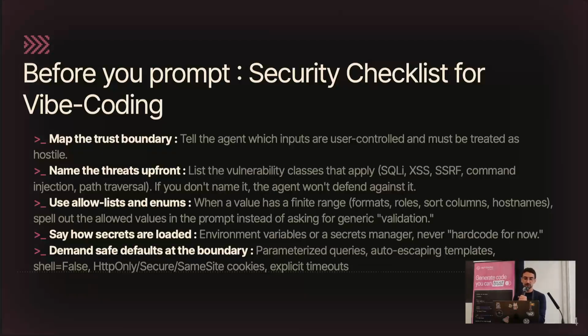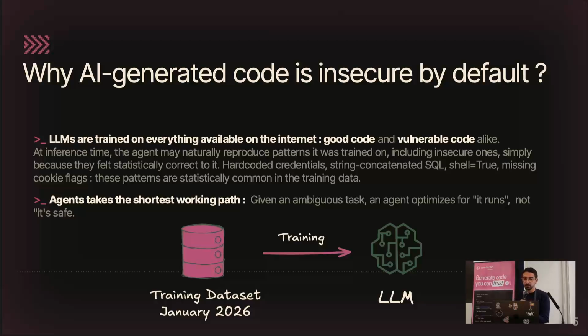You should also mention how secrets are loaded, for example environment variables or secrets managers, and never hard-code them. Also demand safe defaults at the boundaries: use parameterized queries if you think the coding agent will do a concatenation of SQL queries. You can also say use auto-escaping templates, always set shell to false, and so on. Now, these were some hints for you to win the Clash of Prompts tournaments.